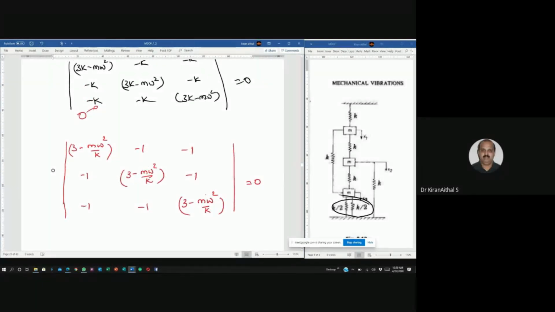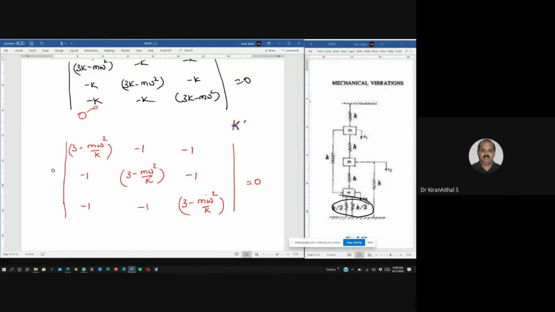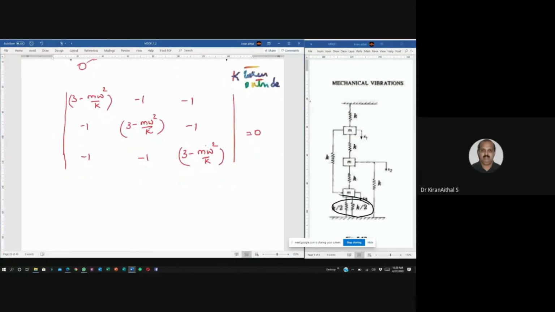Now you understood probably, hopefully you are now getting what I did. I have taken k outside. Got it? What I have done, I have taken k outside again and again. Okay, I have taken k outside. So the equation becomes like this.